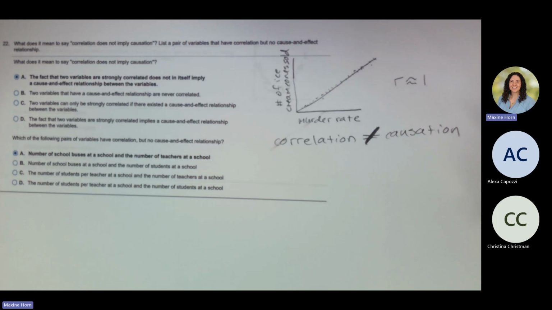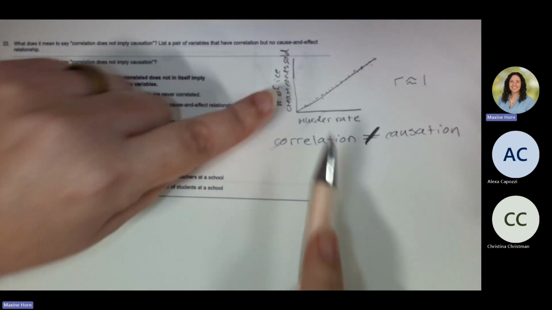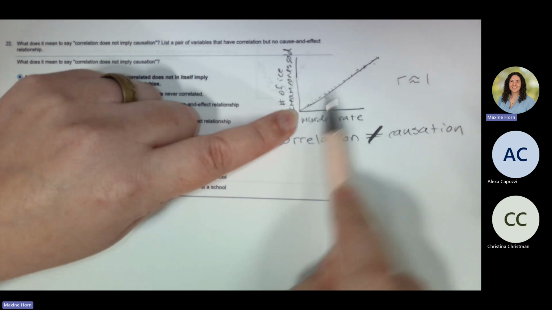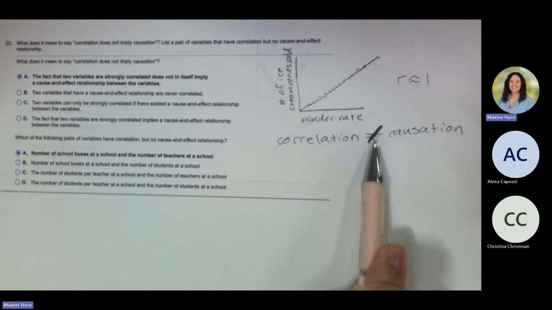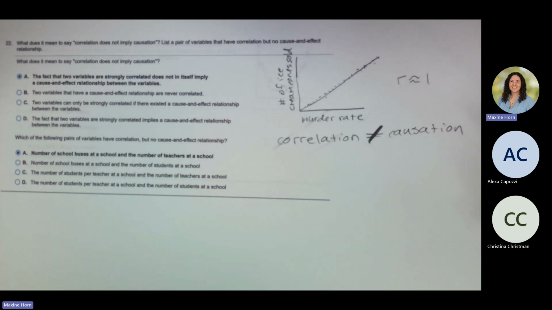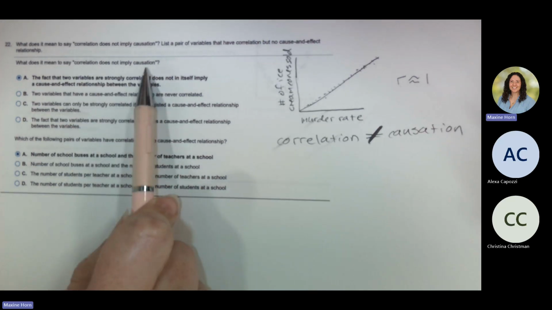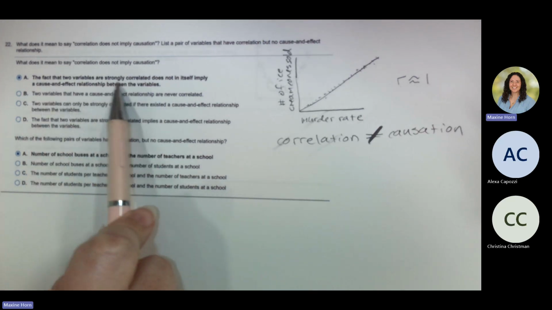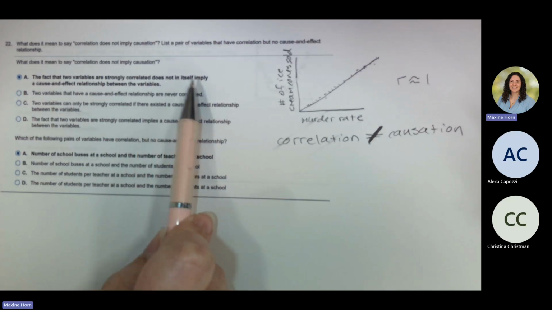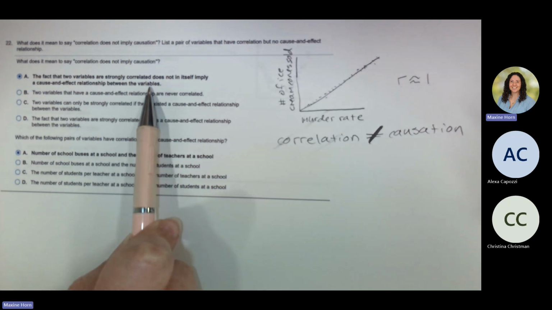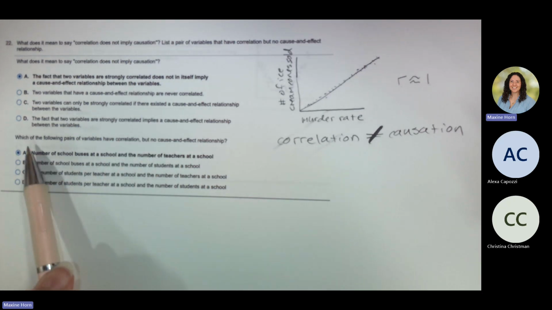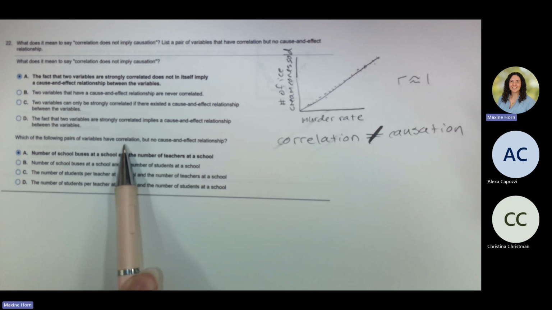Or you might see things like this, where they put two things up against each other and say, oh look, there's this great correlation. Obviously, one of these causes the other. No, correlation does not equal causation. Okay, having said all that, let's go ahead and answer this question. What does it mean to say correlation does not imply causation? The fact that two variables are strongly correlated does not in itself imply a cause and effect relationship between the variables.